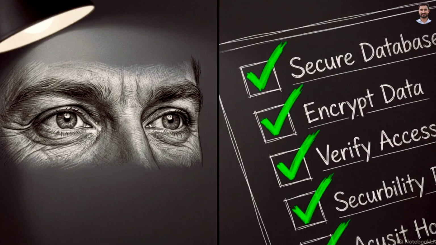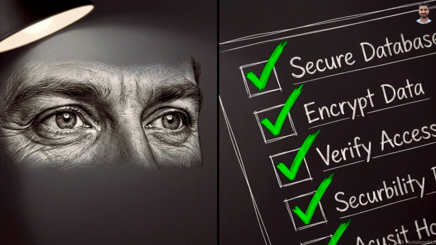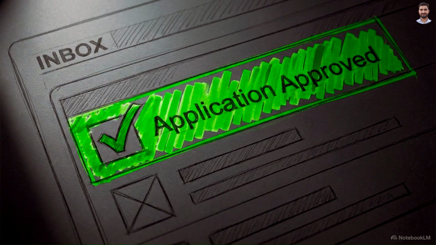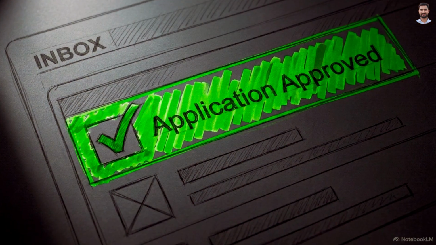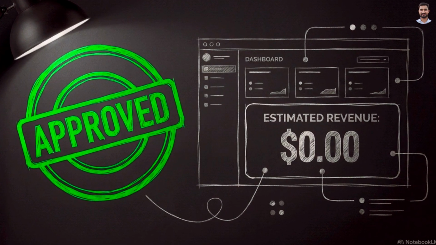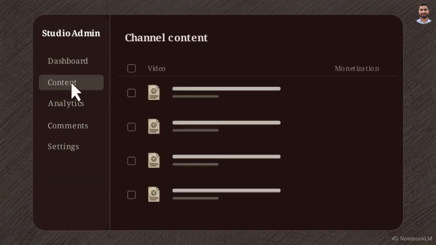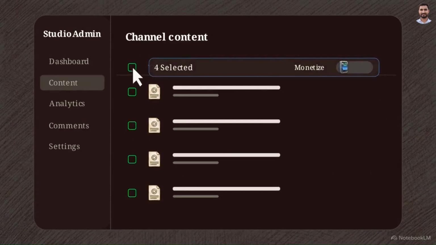When you survive the review, an official email arrives welcoming you to the partner program. However, gaining approval does not mean your videos are automatically generating revenue. You must log back into YouTube Studio, navigate to your content library, and manually authorize the platform to turn on ads across your entire catalog of historical uploads.